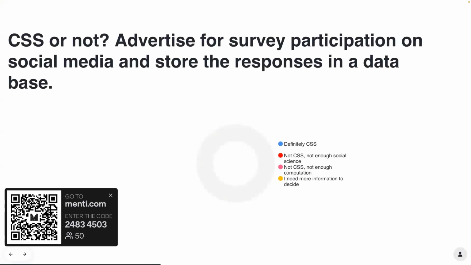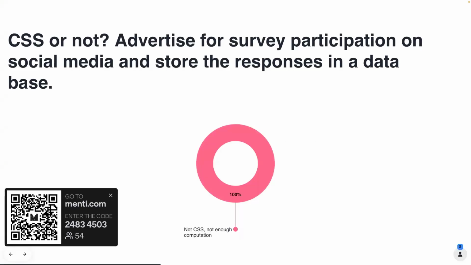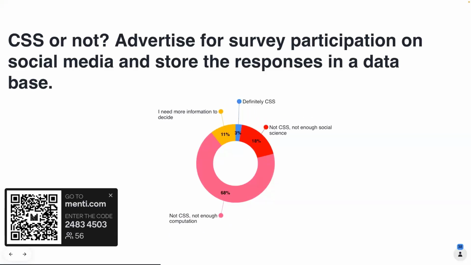So here we've got a project which involves advertising for survey participation on social media, with the responses being stored in a database. What do you think of this one? Got a few answers in. It seems so far we're saying that there's not enough computation, not CSS, not enough social science. Some people saying they need more information, fair enough. Let's have a look. It seems that the consensus is that we don't have enough computation here. And yeah, I'd also have to agree with that.